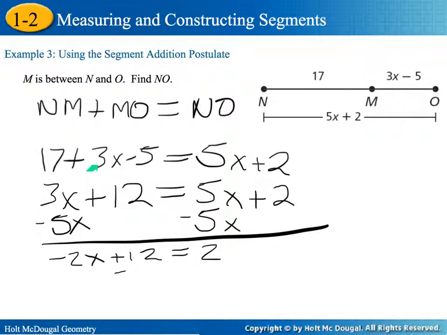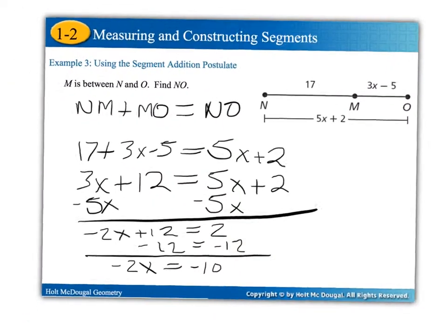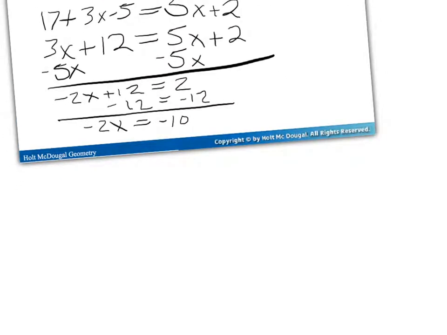Now I'm going to subtract my 12 from both sides. Again, this is just multi-step operations from algebra. My next line reads negative 2x equals negative 10. Okay, move this up to give me more room. Now I'm going to divide by negative 2 and divide by negative 2. So x equals 5.